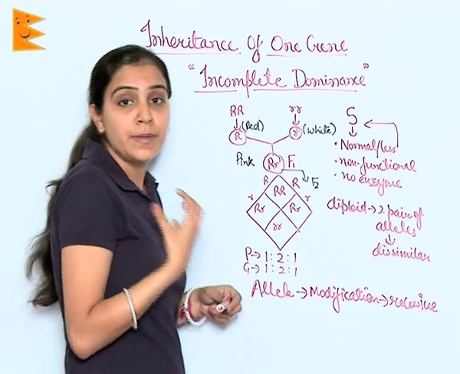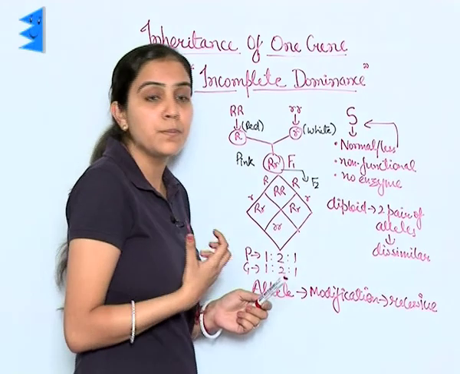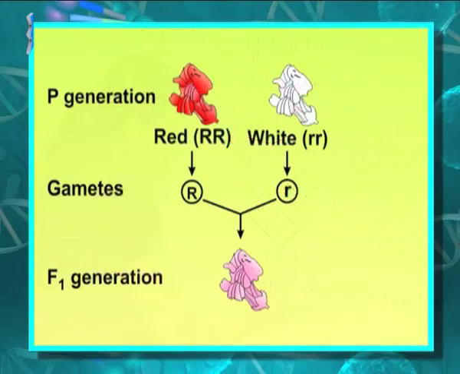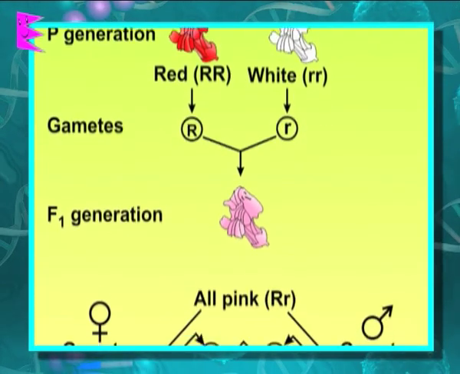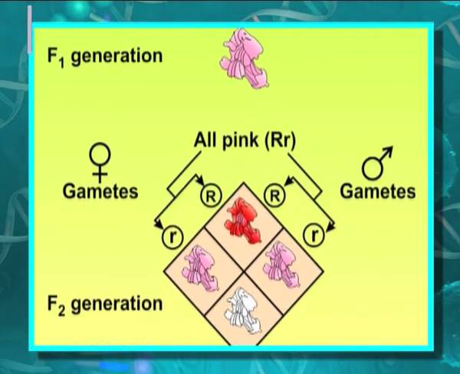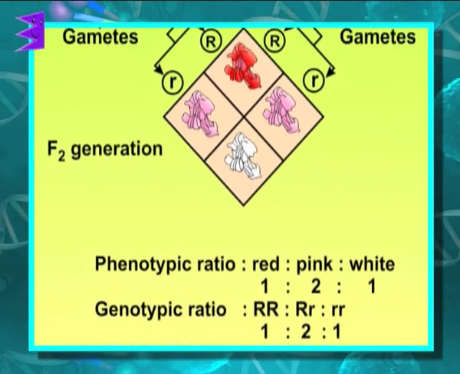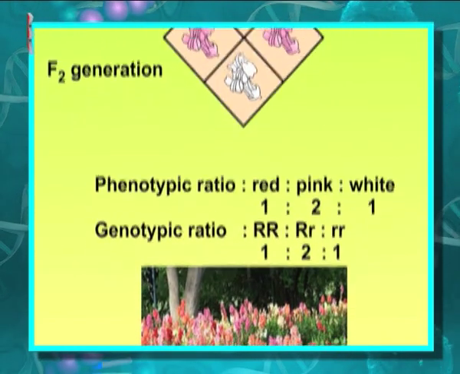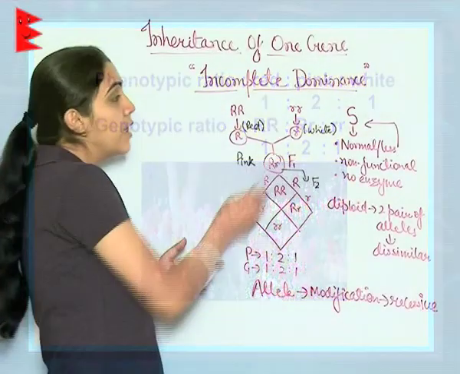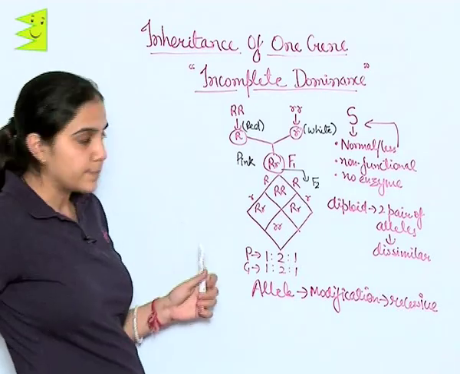Hence it is believed that the allele which has been modified is recessive in nature, and this allele only leads to the formation of a different phenotype or a different expression of the character, whereas the unmodified allele is the one which is responsible for the normal functioning or the normal expression of the character. This is known as the phenomenon of incomplete dominance.